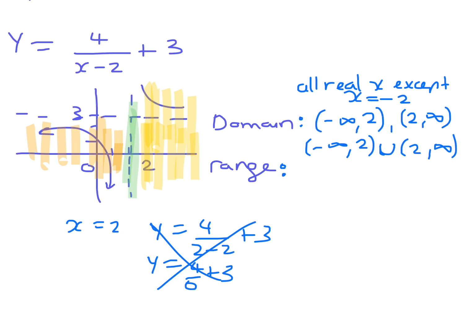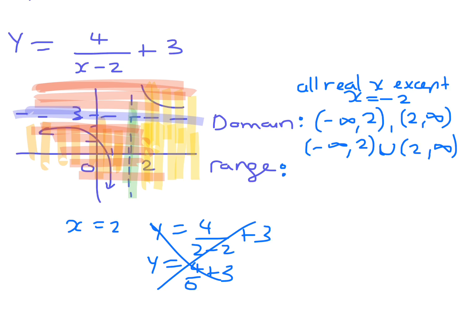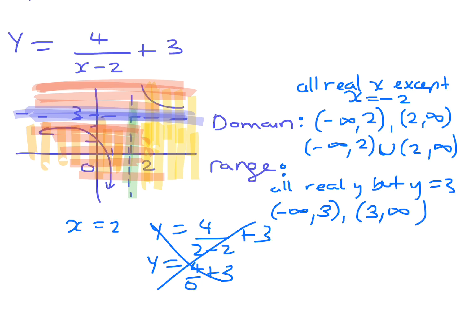Okay, so for the range, we're going to go the other way. You can see you get numbers above 3 because we have a curve there. When you get below 3, we have a curve there. But when you're actually at 3, you can see that the curve never actually cuts it. So for the range, it's all real y except y equals 3. We could go minus infinity to 3, and then 3 to infinity. Or we could go minus infinity to 3, use the union, and then 3 to infinity.